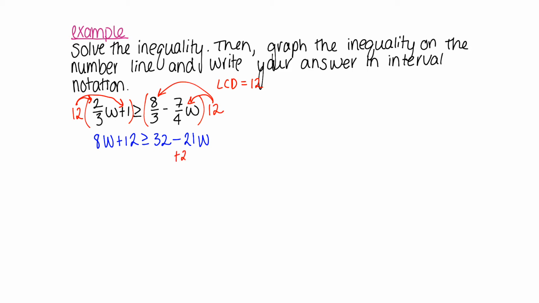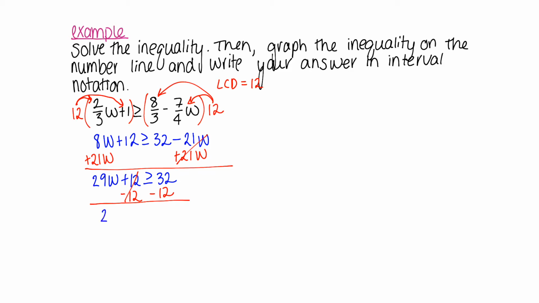So I'm adding this 21w, so he's gone. That's going to cancel. 8w plus 21w is going to give me 29w plus 12, greater than or equal to 32. Now I'm going to subtract 12 on both sides. That will get the w completely by itself. So I have 29w greater than or equal to 20.